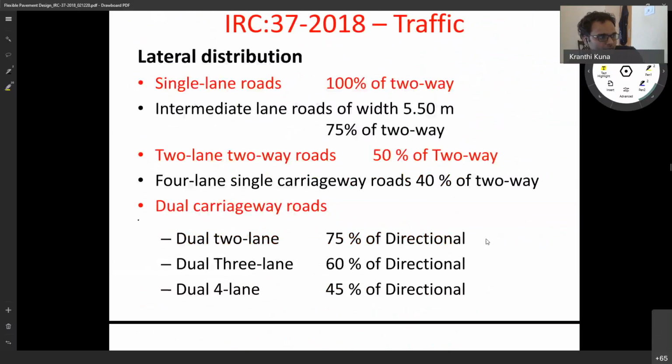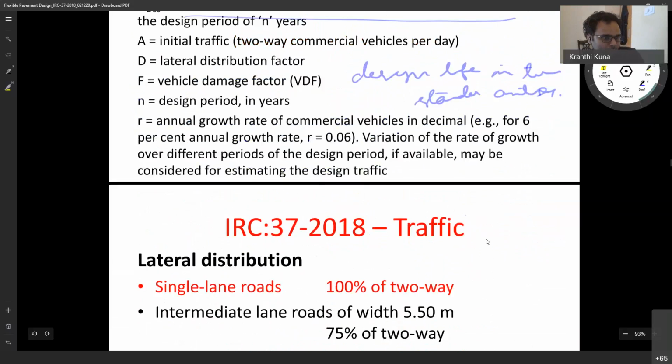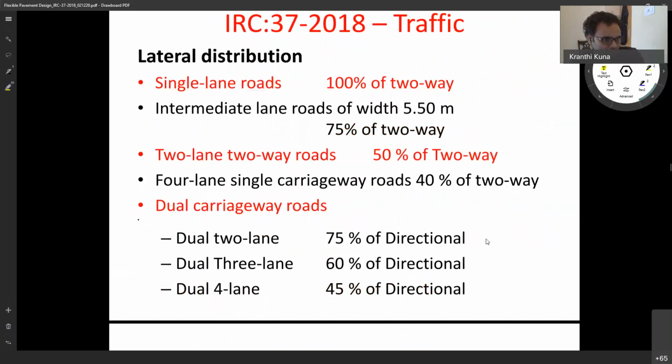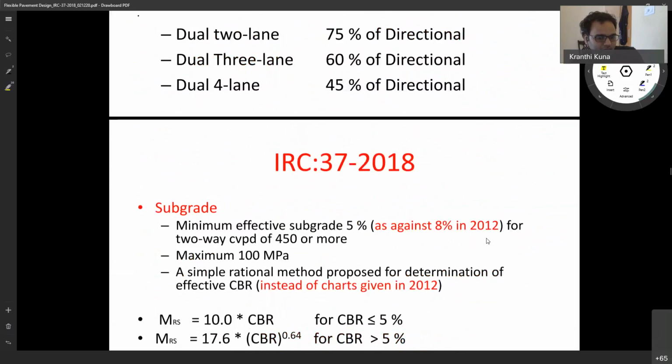We also talked about lane distribution factors. Here, D is for the lane distribution factor. I'm not discussing it because we discussed exactly these values already.